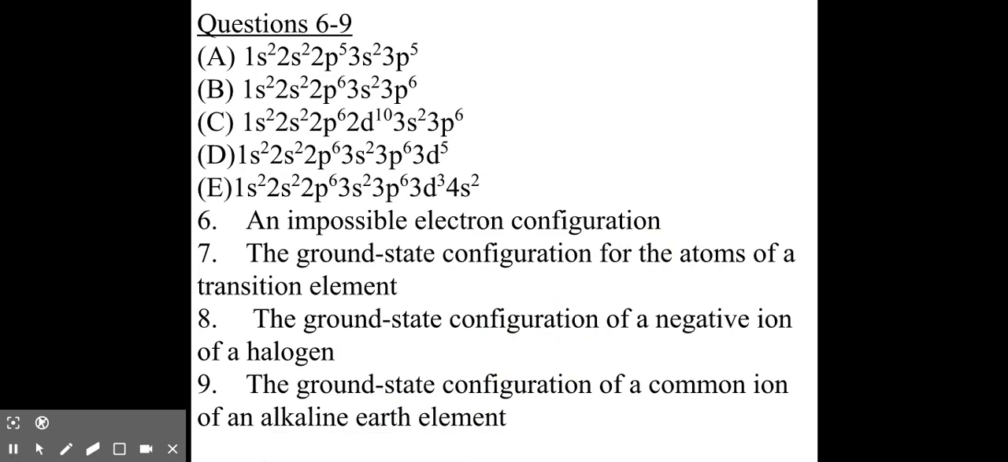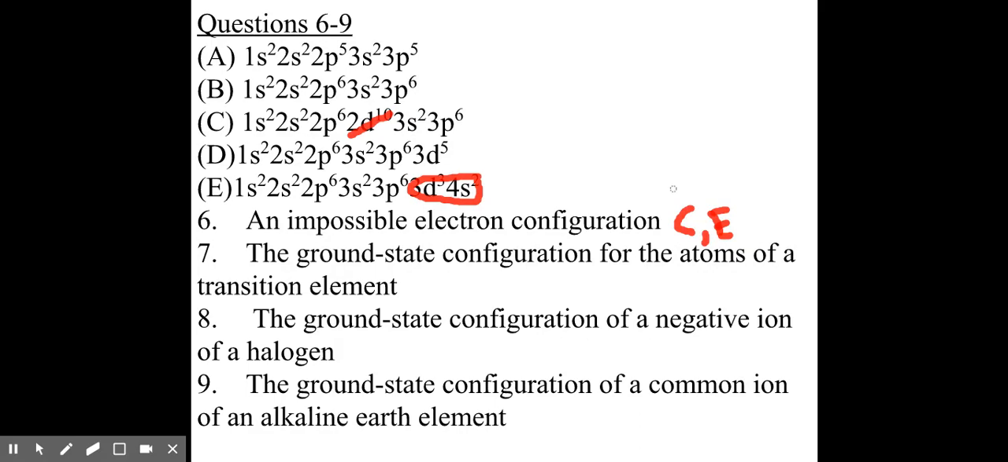Take a second and pause the video and try to work out these problems. Number 6 asks for an impossible electron configuration. Well, if we look at C, there is no 2d orbital, so C is impossible. But also, if we look and we see that we have 2s2, 2p6, 3s2, 3p6, and then we go to 3d3, well, that violates the Aufbau principle because 4s2 needs to be next. So this right here proves that this one is impossible as well. So C and E are impossible.